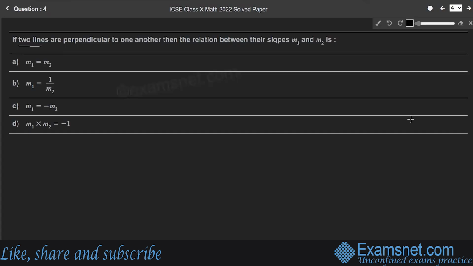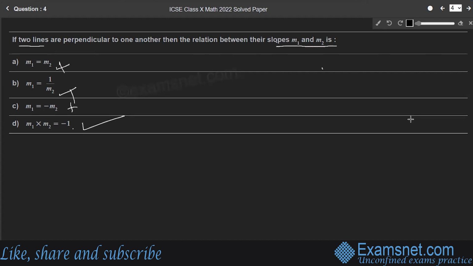Question 4. If two lines are perpendicular to one another, then the relation between their slopes M1 and M2 is. Here the options are M1 is equal to M2, M1 is equal to 1 by M2, M1 is equal to minus M2, and M1 into M2 is minus 1. Here the option D is the right answer. Relation between their slopes is M1 into M2 is equal to minus 1.